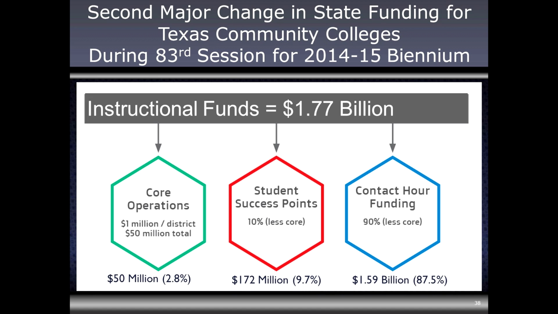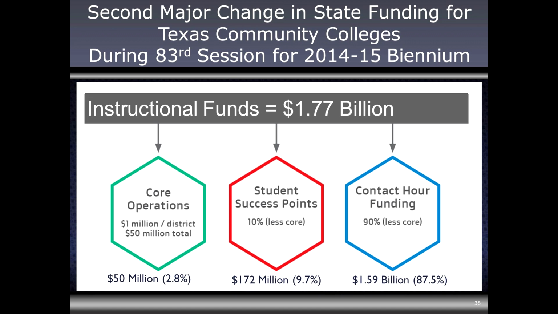In the 83rd session, the community college presidents sat down and met, and we said we're hearing so much around performance funding. If we don't put together our own method of performance funding, we feel somebody's going to do it for us. So we pulled together a new funding method where we had $1 million out of the Biennium for each community college district for core operations. 90% of the remainder then went for contact hour funding under the method that Betty's talked about, and then 10% went for performance funding, known as student success points.